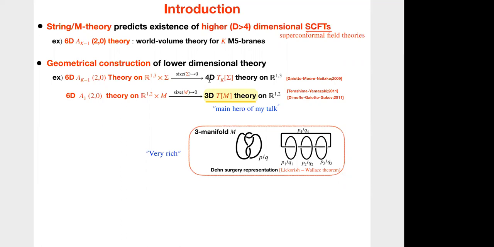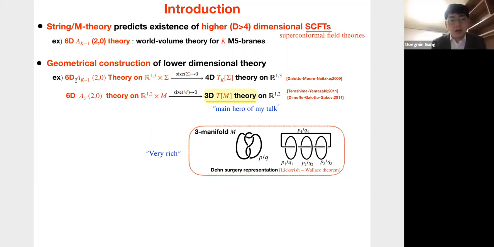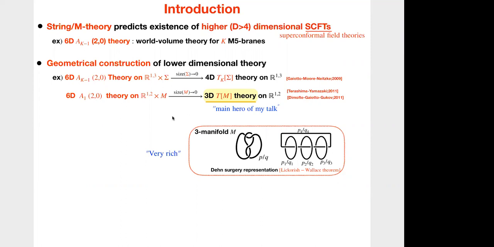Here it means that we start from the six-dimensional theory and compactify on a two-manifold, a two-dimensional manifold, then we effectively get a four-dimensional theory. And instead, if we start from the six-dimensional theory and compactify on a three-manifold, we obtain a 3D theory. So D is the different dimension of the theory. Okay, thank you for the question.